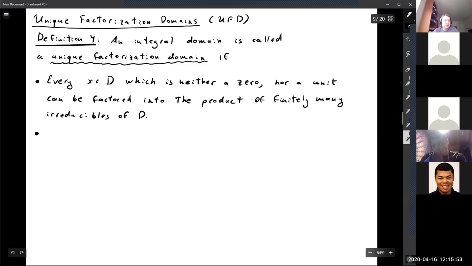And the second part is that this factoring is essentially unique. But again, because we have these annoying units, we have to be careful and formulate it as follows. So if x in D can be written as a1 all the way to an, or as b1 product all the way to bm, are two such factorizations.